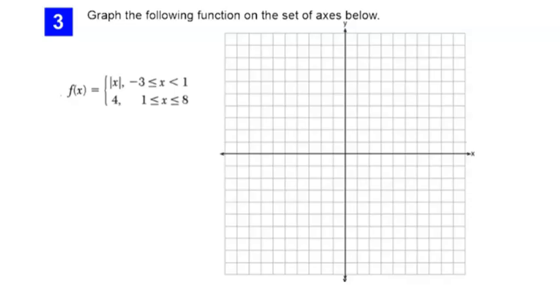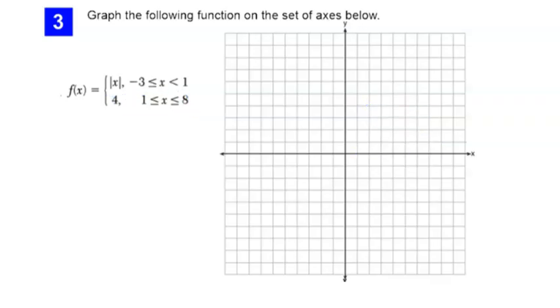Number 3 asks you to graph this function. It's piecewise, so one piece is going to be an absolute value function, and the other piece is going to be a constant function, or a straight horizontal line. Now look carefully at the restrictions on the domain. So from -3 to +1, this section of the graph can only be this absolute value function. And then from 1 to 8, this section of the graph will only be this constant function.